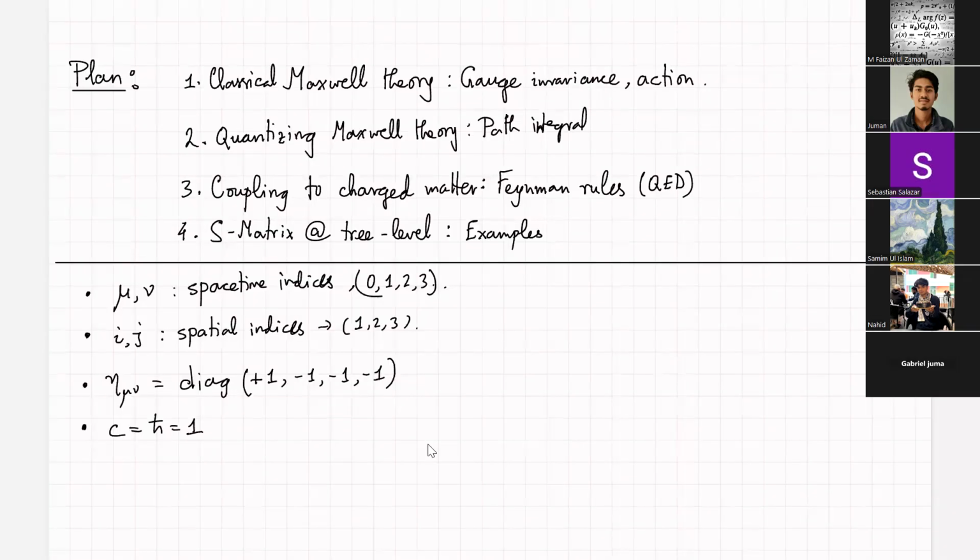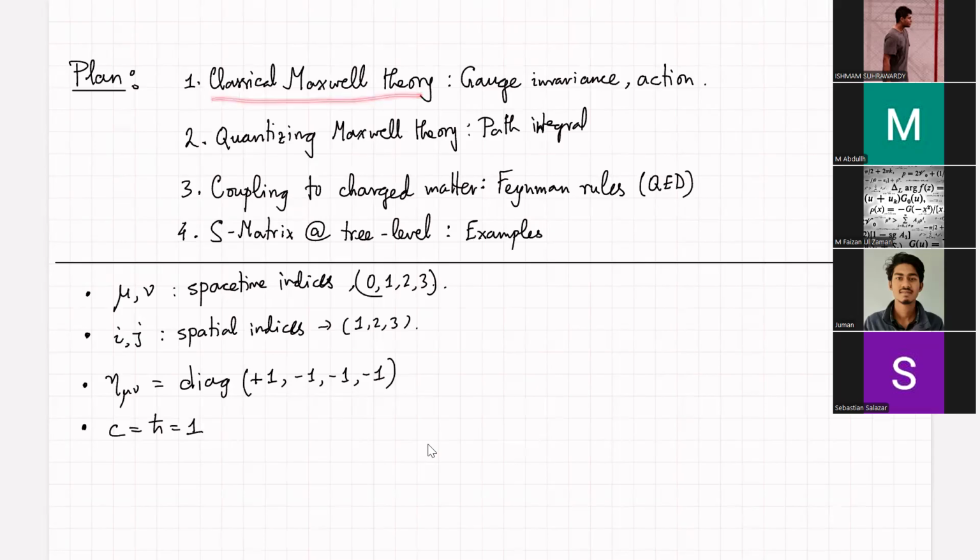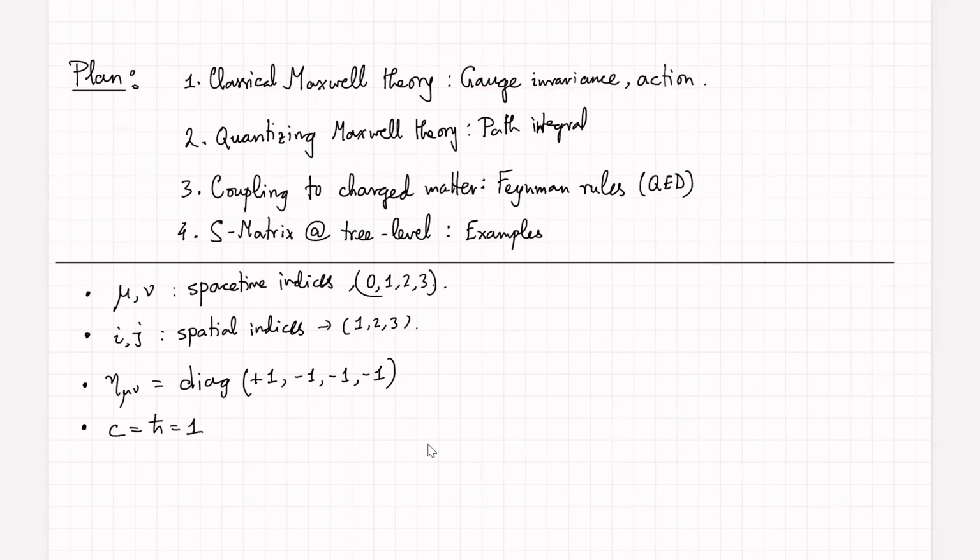So this is roughly the plan for the next 4 lectures, which are supposed to be covered by me, including today's one. So today we are going to mostly be talking about the classical Maxwell theory, discuss what is the gauge invariance, what is the action, and why is the action the way it is. The next lecture, which is next Friday, we are going to start discussing quantizing the Maxwell theory using path integral, which I take it you have already seen in context of scalars and fermions.